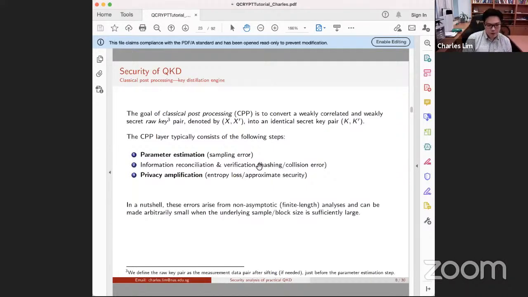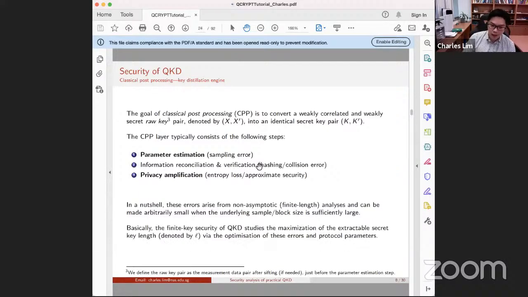But in brief, the whole point of this exercise is to tell you that the errors that arise from all these various steps come from the non-asymptotic or finite key analysis of the individual algorithms. And you can actually make them extremely small if you have a sufficiently large data size to play with. So that's a kind of trade-off. And the whole goal for us is that you want to maximize the total key length, the extractable key length that you can have, by optimizing over these errors. And the errors are typically fixed. And you have some freedom in designing the protocol in that sense.